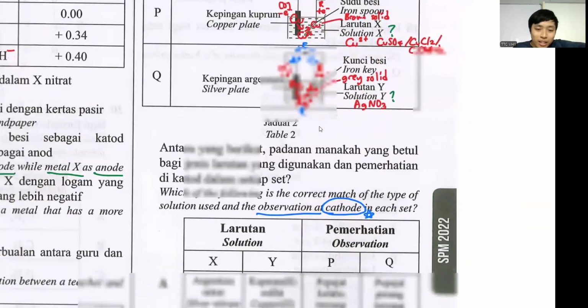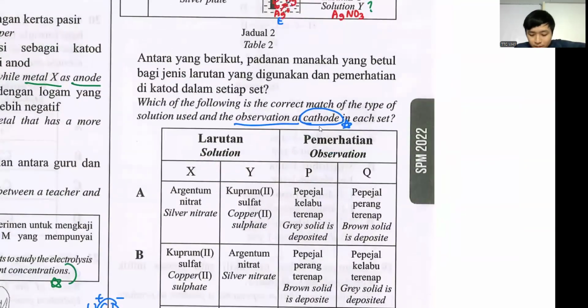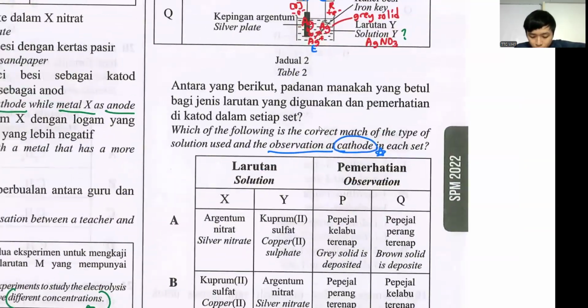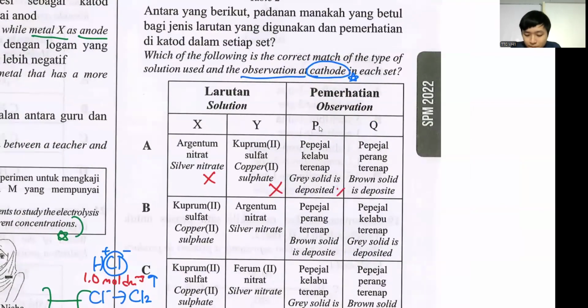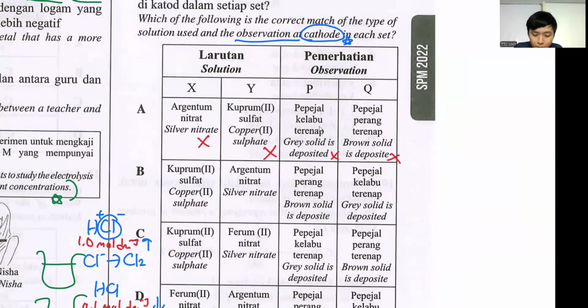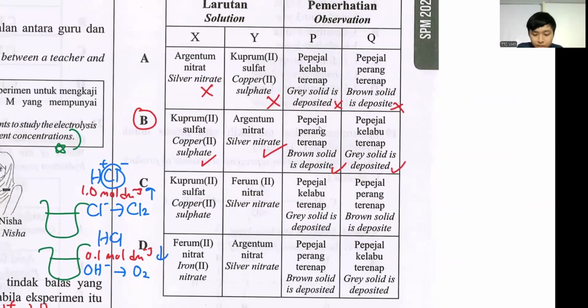So we can just observe. A, X is silver nitrate, is wrong already. No need to see, it's wrong already. All this is reversed. Then B, copper sulfate, correct. Silver nitrate, correct. Brown solid deposited, gray solid deposited, correct. B is correct already. Then C, the PQ is reversed. D, wrong. So the answer is B.